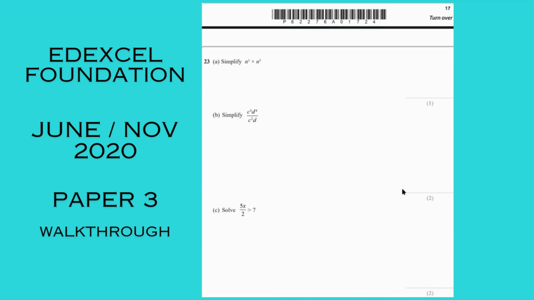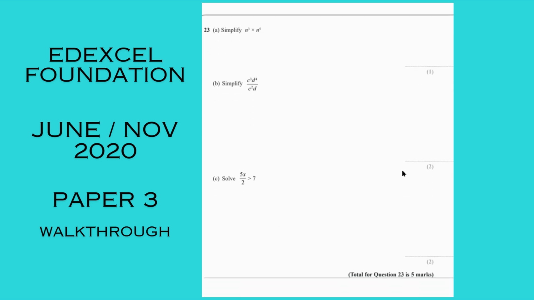On to number 23. So simplifying and some algebra. When it's multiply, you add the powers. 3 plus 5 makes 8. Over means divide. That means subtract the powers. So C is 3 take away 2. I could write a 1, but why bother? And then the D's, it's D to the 4, D to the 1, subtract, we get D cubed.